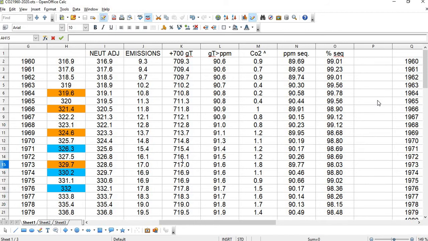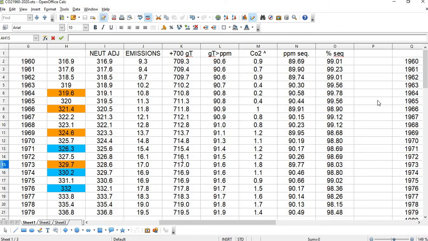I've started off with the annual CO2 concentrations which were reported, and I've adjusted each figure, like I did in my previous video, to as if there was no El Ninos and no La Ninas, and every year was a neutral year. So I've totally taken out the effects of the East and West Pacific sea surface temperatures.